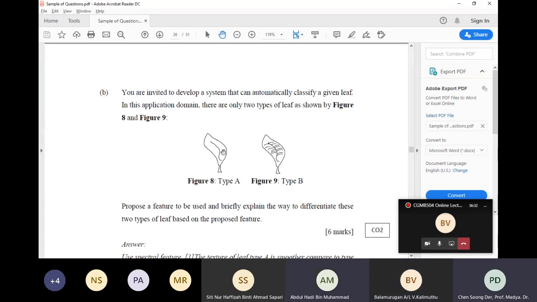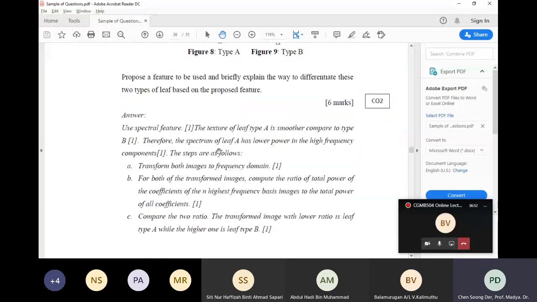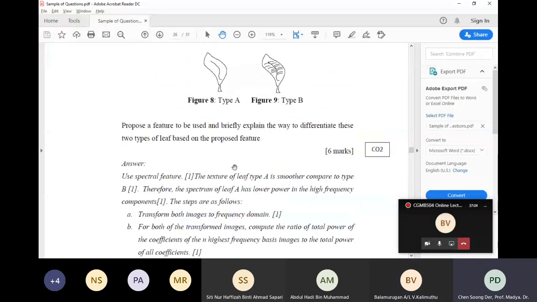High frequency, low frequency, sir. Yes, in this case, the two images have different surfaces. One has a smoother surface, the other a more coarse surface. So in this case, you can use the frequency transform. What we do is we use the spectra features. The more specific name for these frequency features is spectra features. We know the texture of A is smoother compared to B. So A has lower frequency, lower power in the high frequency component, right?